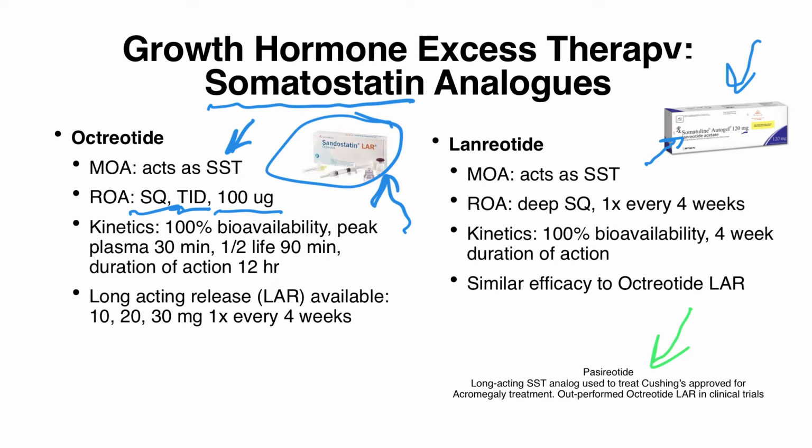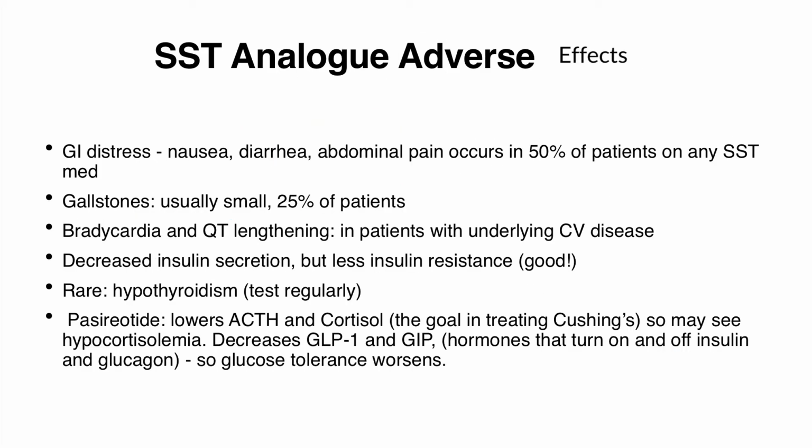So when we're thinking about treating growth hormone hypersecretion, we give substances that look like somatostatin analogues. Adverse effects of SST analogues are the same across the board. GI distress in about half of people who take them, including nausea, diarrhea, and abdominal pain. A quarter of patients who take any of the three develop usually small gallstones. We do see a small amount of patients also exhibiting slow heart rate and QT lengthening, but generally they already have an underlying cardiovascular disease.